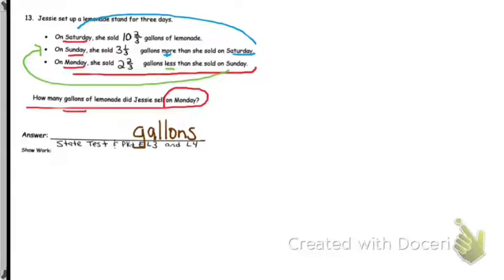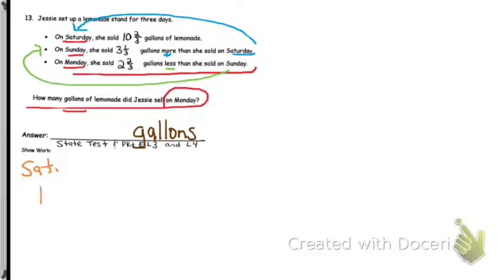Oh my goodness. So now I have to focus in on what she did on Saturday. And it says on Saturday she sold 10 gallons of lemonade. Well, that's good. I know exactly what she sold on Saturday. So if I take what she sold on Saturday, 10 gallons, and then for Sunday I add 3 to that, that would give me my Sunday total. And then to figure out Monday, I subtract 2 from that, that would give me my Monday total. Okay, so I think I'm ready to start this.